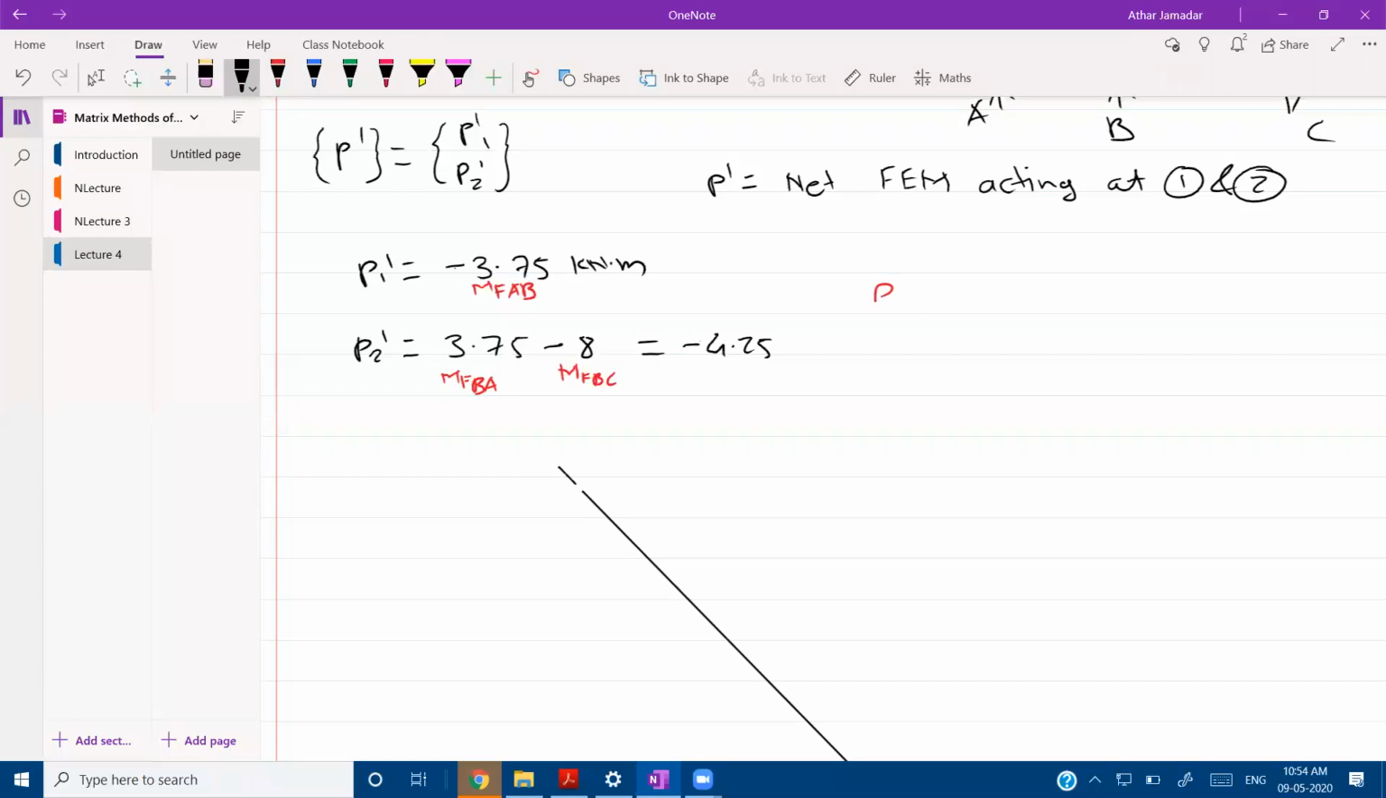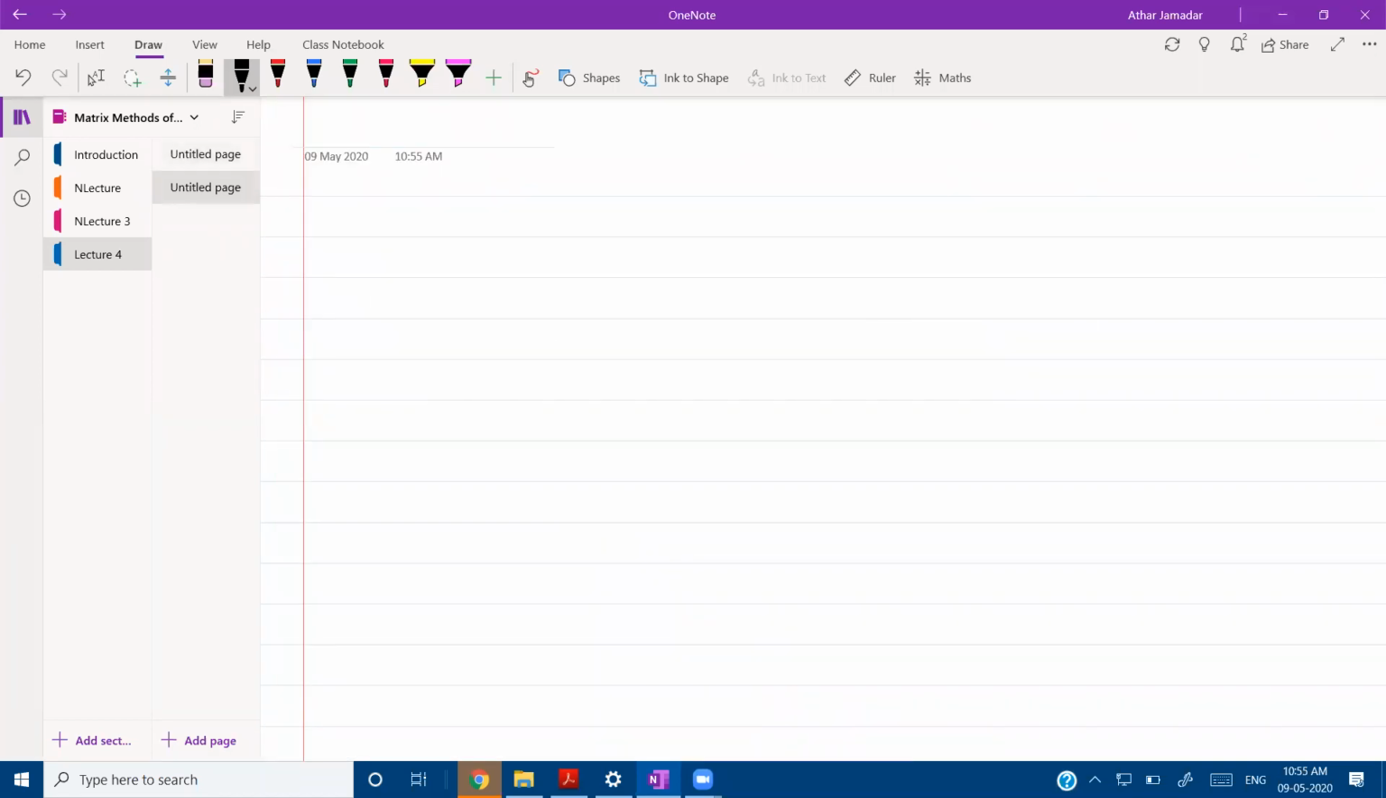So now my vector of P dash is these two values, minus 3.75 and minus 4.25. These are now my vector of P dash. Now I will write down that equilibrium equation once again. So del matrix is equal to K matrix inverse multiplied by P vector minus P dash vector.